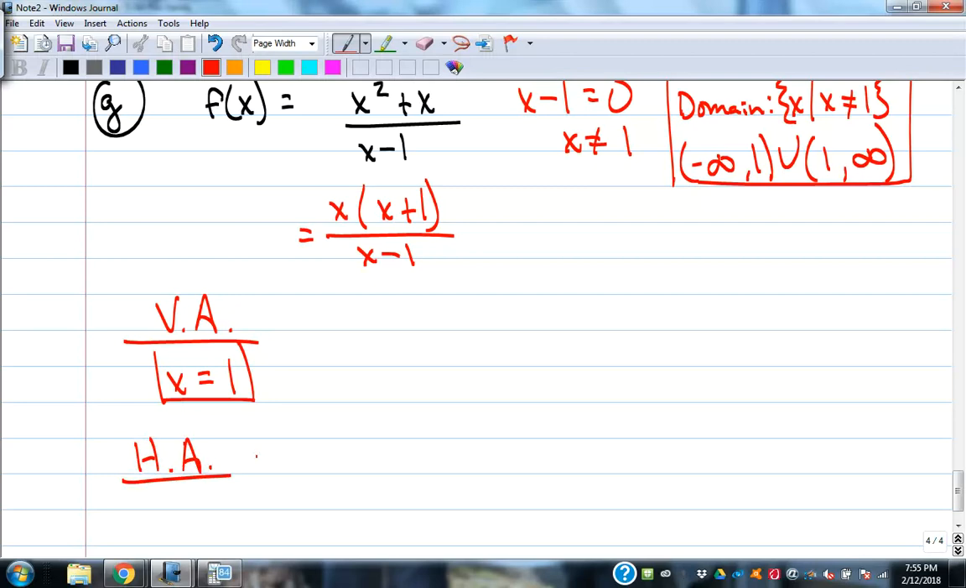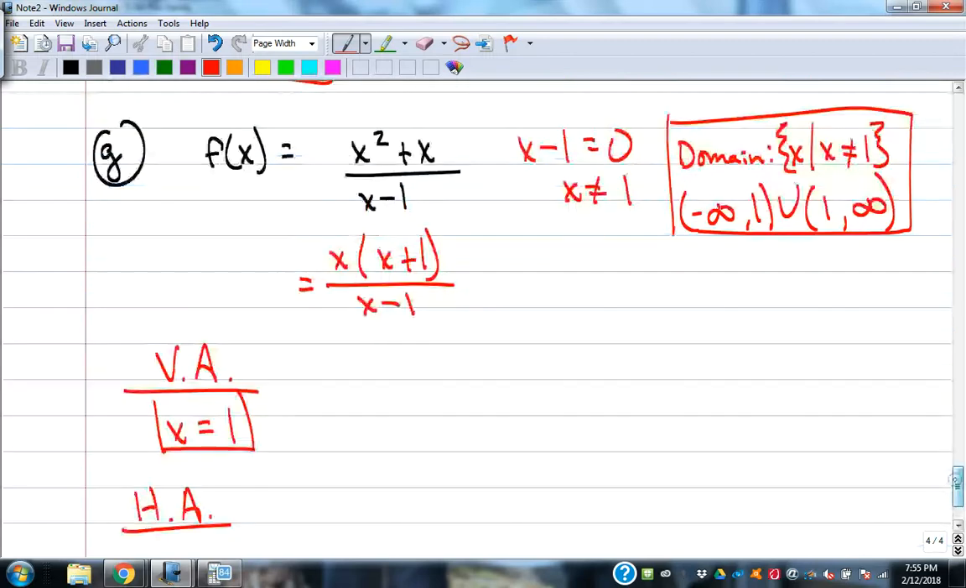Horizontal asymptote. Let's look at the degrees. Since nothing cancels, I'm going to go back to the original. What's the degree of the top? It's 2. The degree of the bottom is 1. The top is 1 more than the bottom. 2 is 1 more than 1, right? That means there's what kind? Oblique. So in the horizontal, we'll say it's none. All right, so there's no horizontals, but there's an oblique.